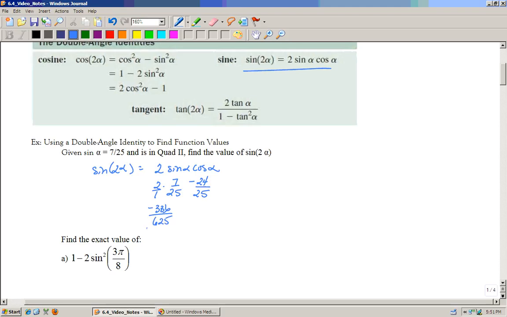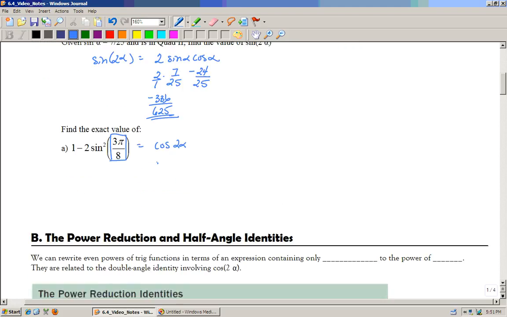Finding an exact value, notice that this 1 minus 2 sine squared is up here. That's the same thing as cosine of the double angle. So cosine of 2 alpha. In this case, the alpha is equal to 3 pi over 8. So when you plug in 2 times 3 pi over 8, that's the same thing as cosine of, when you reduce this, 3 pi over 4. Cosine of 3 pi over 4.